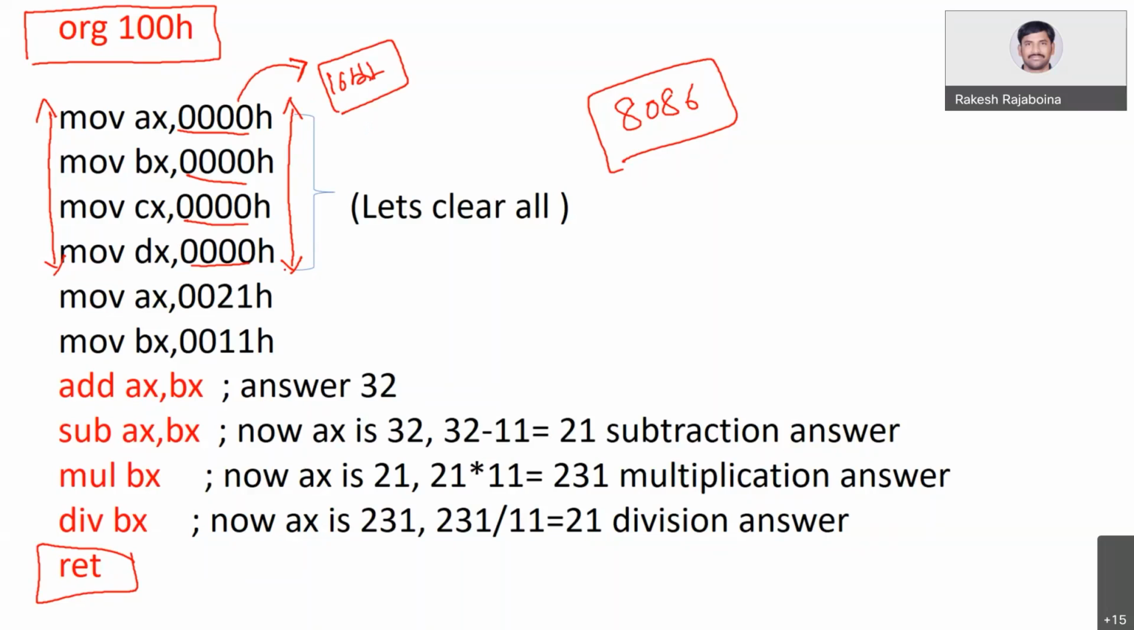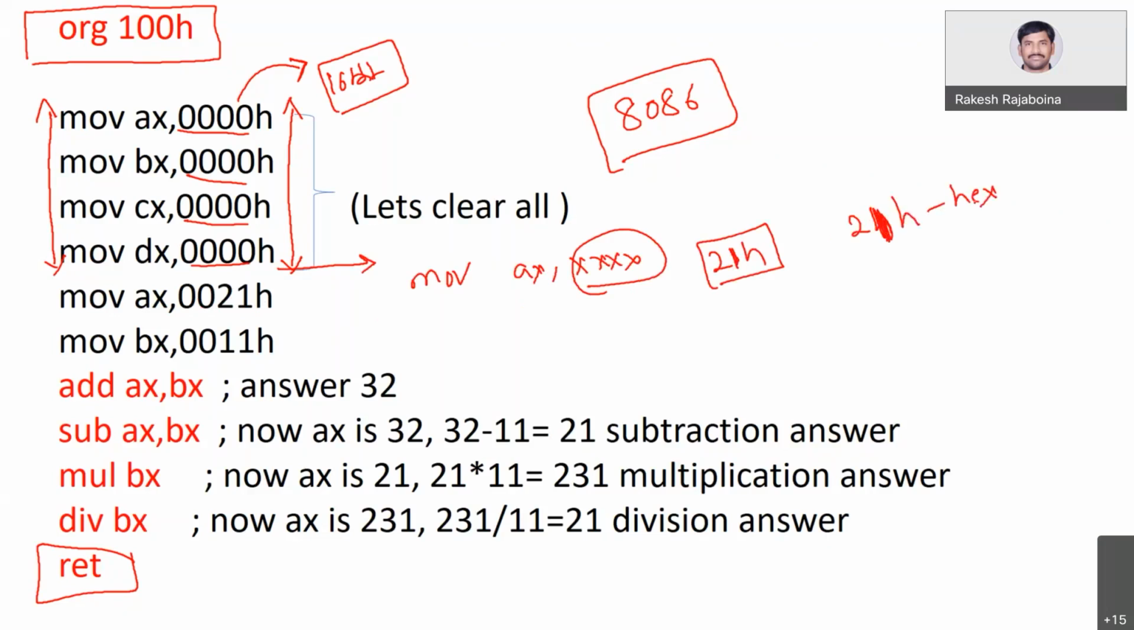Once I cleared all my registers, I used the instruction MOV AX, some number. You can keep any number. In this case, I kept 21H. Please listen. If I write 21H, it is taken as a hexadecimal number 21. If I write only 21, it is a decimal number. Listen carefully, and the processor will convert this back to hexadecimal.